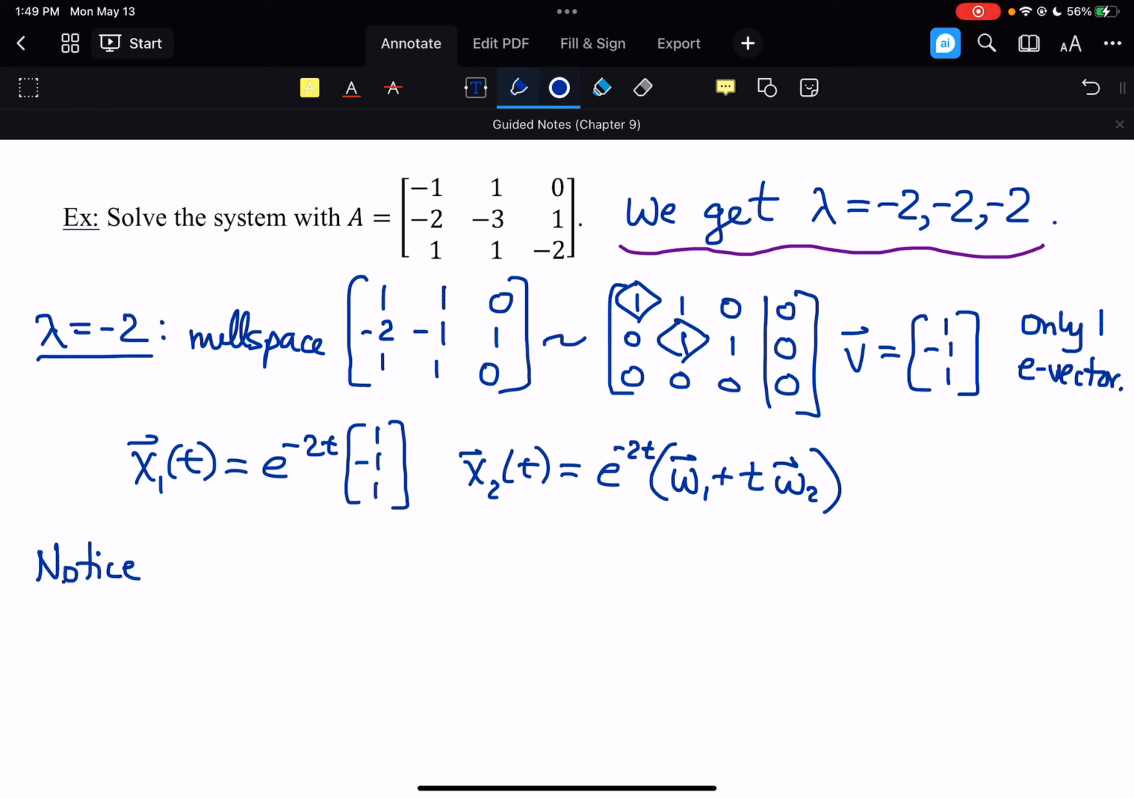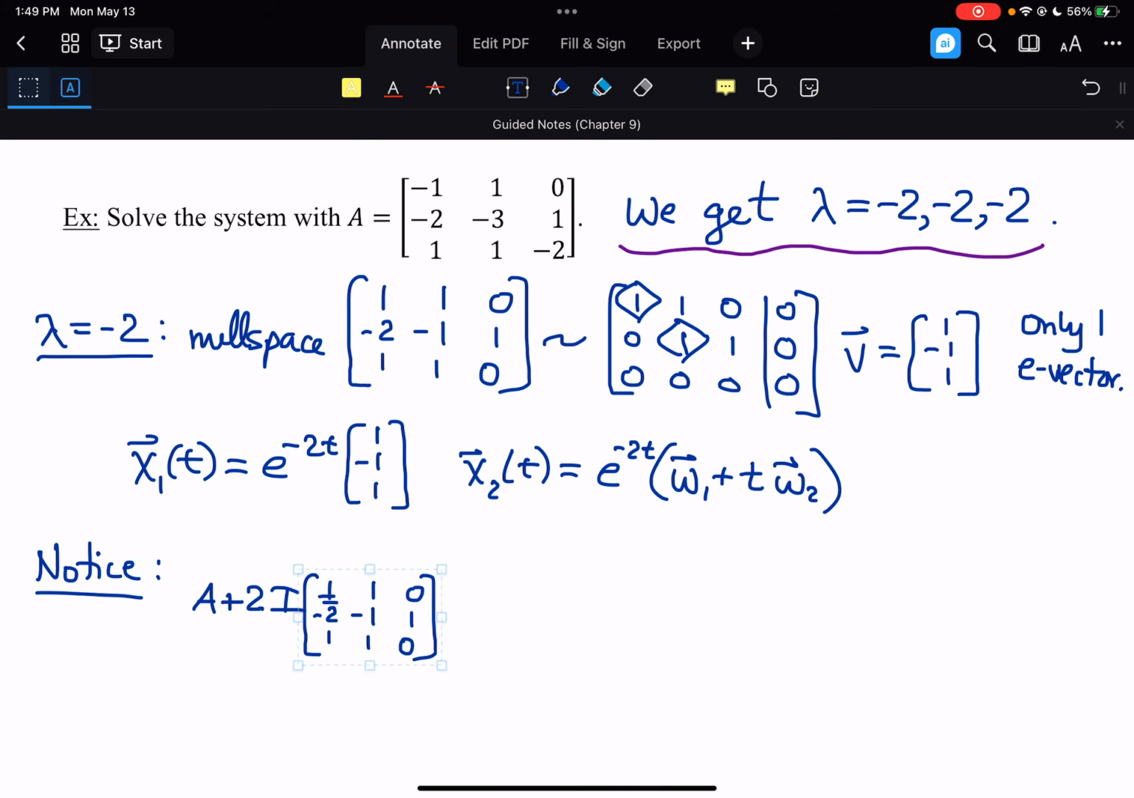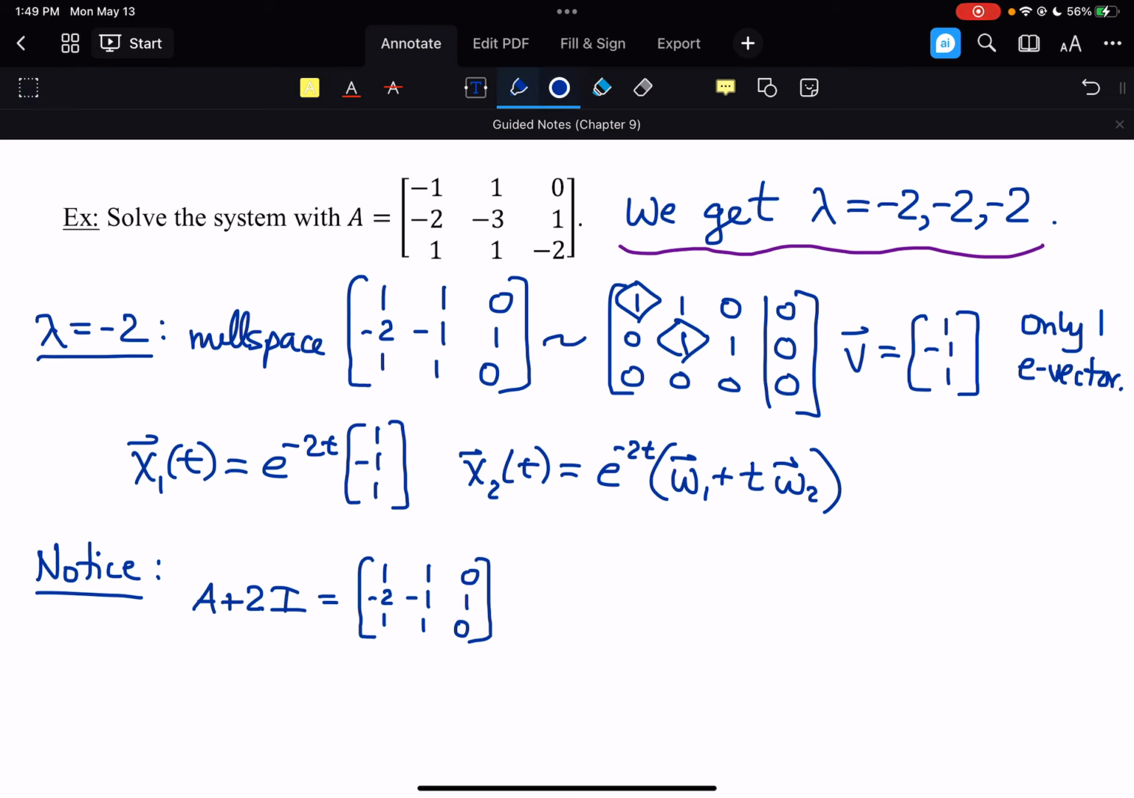So notice, A + 2I, we already found that, so that's this matrix right here. And (A + 2I) squared. If we perform the matrix multiplication, so multiply this matrix by itself, we end up with (-1, 0, 1), (1, 0, -1), and (-1, 0, 1).